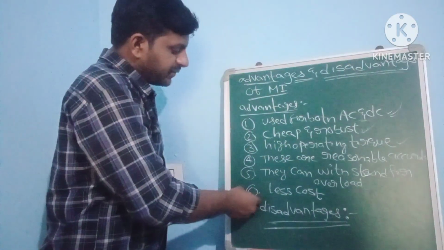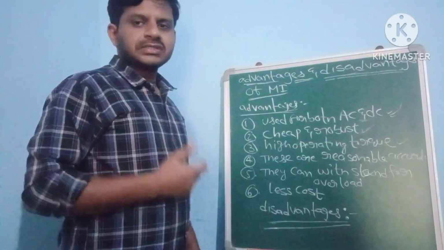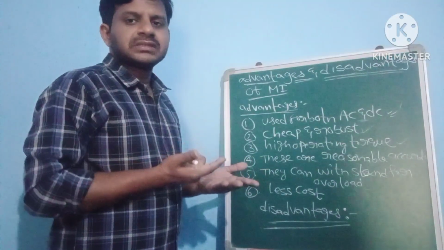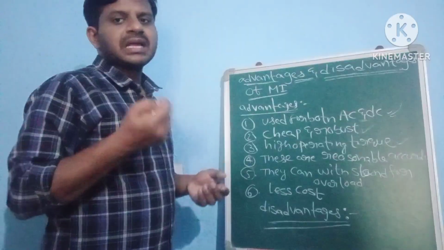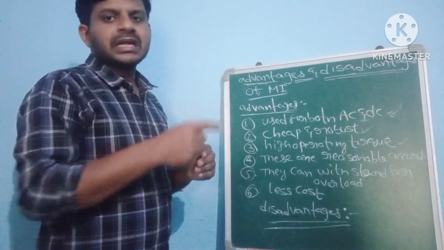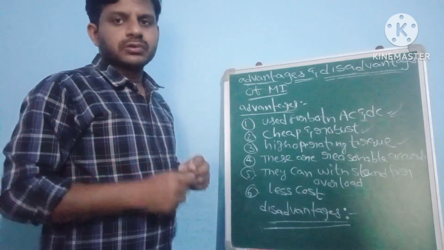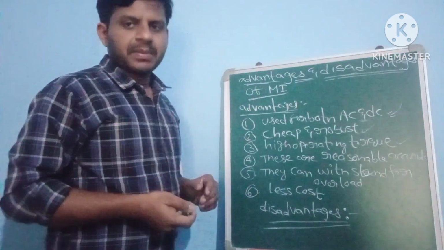And also coming to the sixth one, less cost, because here we are using only iron plates. When compared to PMMC instruments, the iron plates are very low cost. So that's why the total cost of the entire mechanism of the equipment is also very low when compared to PMMC instruments.